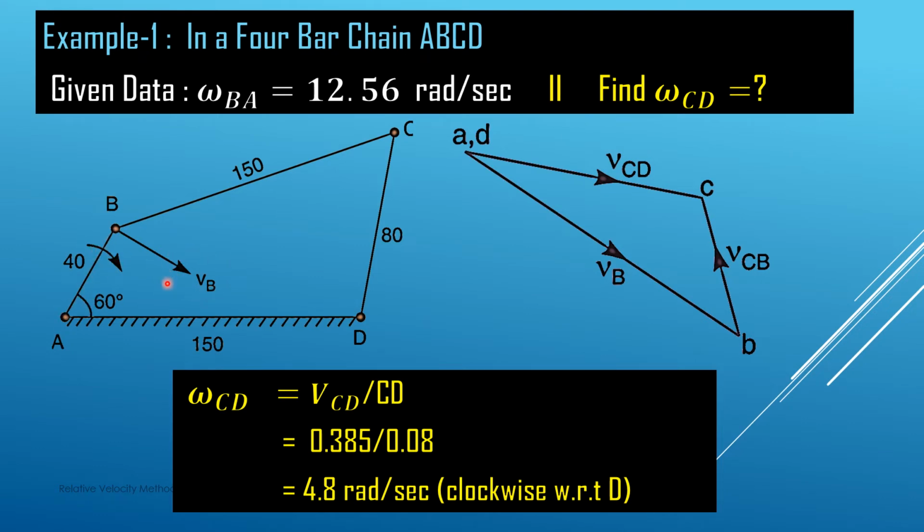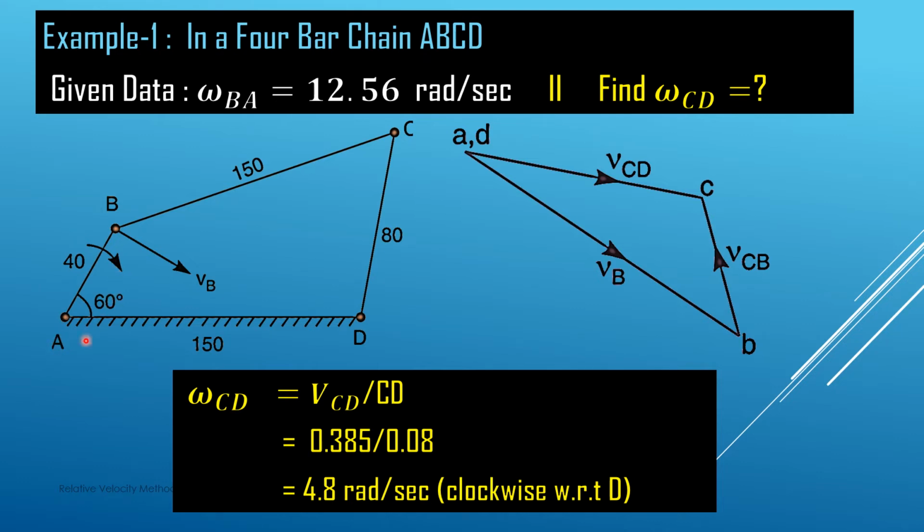So we know this omega, we know the length BA, so we find the value of VB. VB should be equal to r into omega, meaning BA into omega. BA is 40 and omega is 12.56. So we get this value of VB, and its direction is perpendicular to the line joining B to A. We join points B and A and draw a perpendicular vector, whose direction is such that it tries to rotate point B about point A in the clockwise direction, because link BA is rotating clockwise.